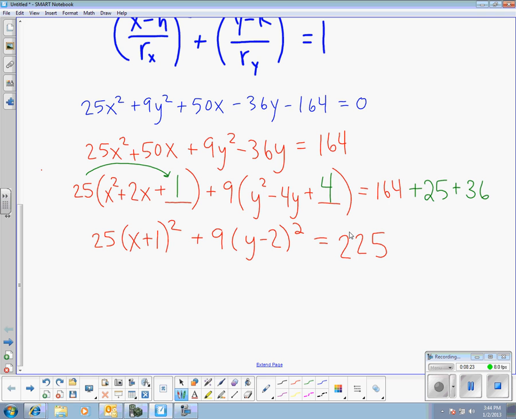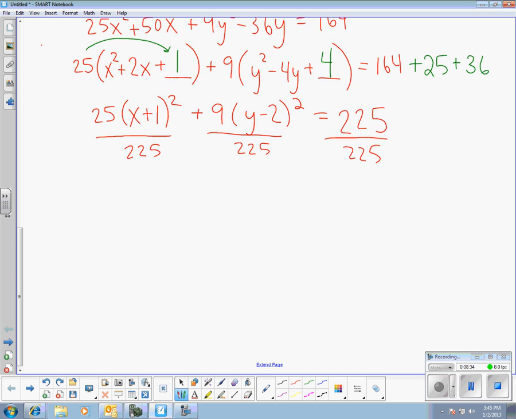Now, remember, I need a 1 on the right-hand side. So to get that 1, I'm going to divide everything by 225. As long as every term gets divided, that's legitimate. So that gives me the 1 on the right. Now, to make the left two, the little x clump and the y clump, look like they should, I'm going to do a couple things.